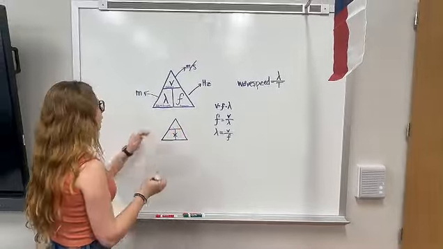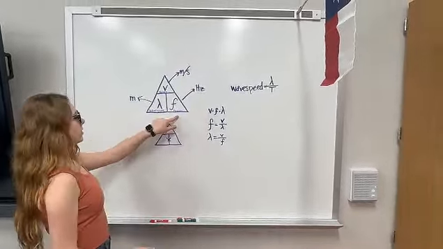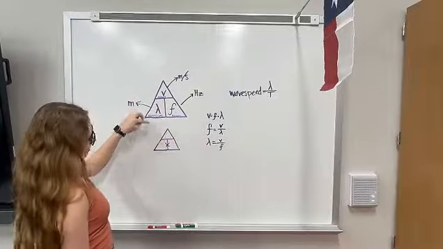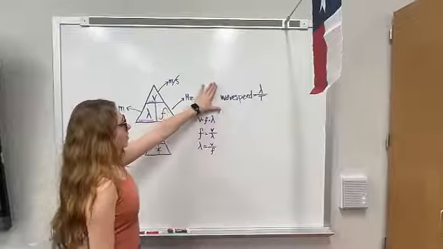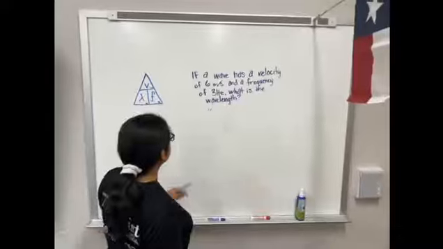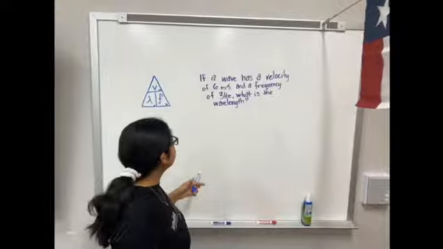If you were looking for velocity, you would do frequency times wavelength. If you were looking for frequency, you would do velocity divided by wavelength, and so on. And then our wave speed is always going to be wavelength divided by time, per second. Hertz.